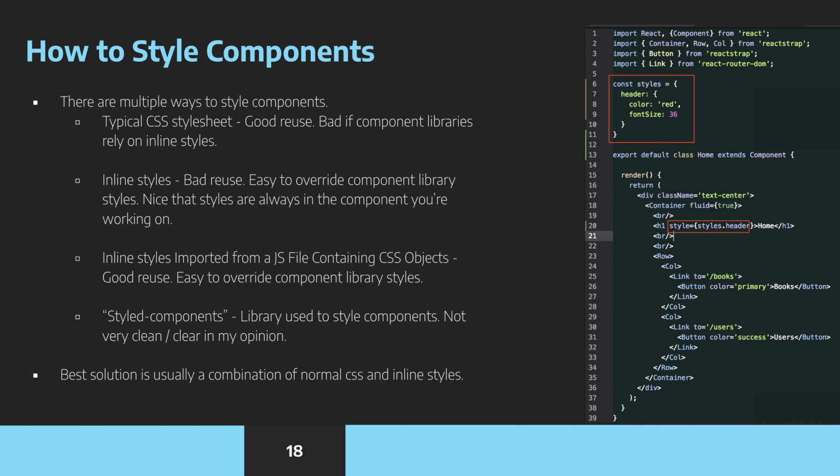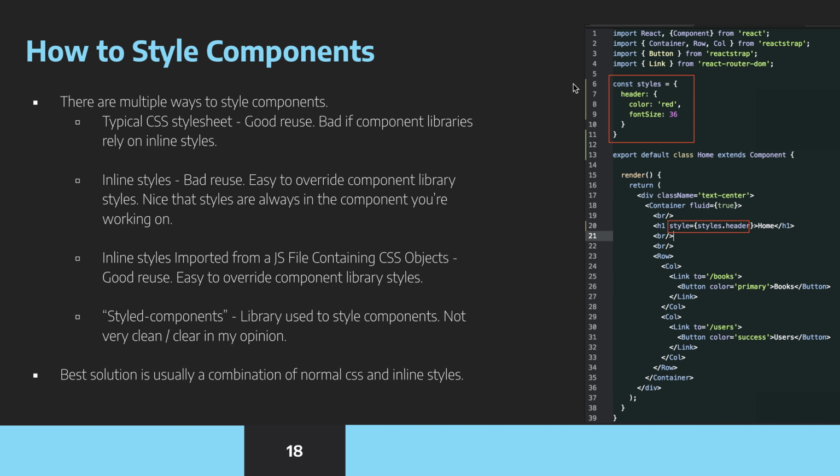So another strategy is you could use that inline style strategy, but import them from a different file that basically just contains CSS objects. This is good because you get good reuse, because it's kind of like a CSS style sheet where you can define all of your styles in one place, but you can still use them as an inline style to override other component library styles. So I think that this is a very good option. And if you look on the right, when I'm talking about inline styles, this code shows you what I'm talking about.